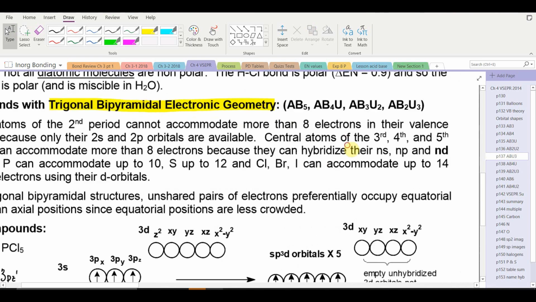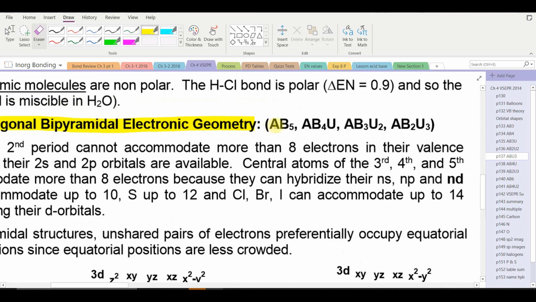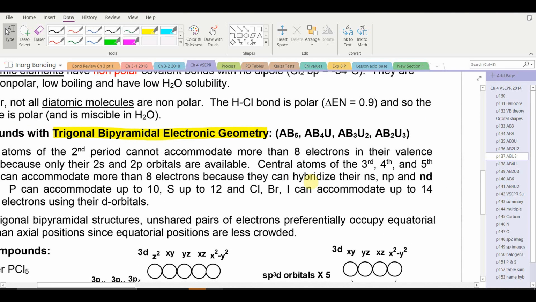These would include compounds of the type AB5, central atom and 5 bonded atoms; AB4U, central atom and 4 bonded atoms and 1 unshared pair of electrons; AB3U2, 1 central atom, 3 bonded atoms, 2 unshared pairs of electrons; and AB2U3, central atom, 2 bonded atoms, and 3 unshared pairs of electrons. We'll start with AB5.